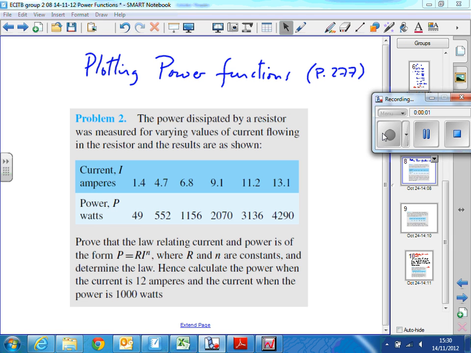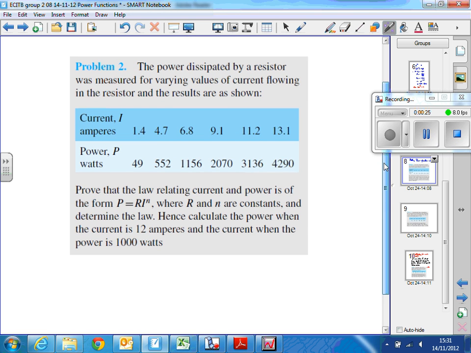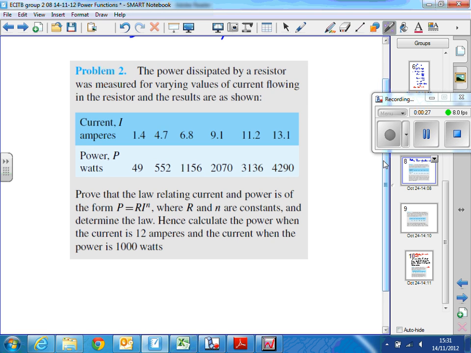Functions. Let's have a look at this, because I think it moves on quite nicely from what we've just been looking at, this idea of using logarithms to solve indifferential equations. We're going to use logarithms now to explore this function. And that's a very common type of function. We have some data. In this particular experiment, we've measured the current flowing and the power dissipated in a circuit.